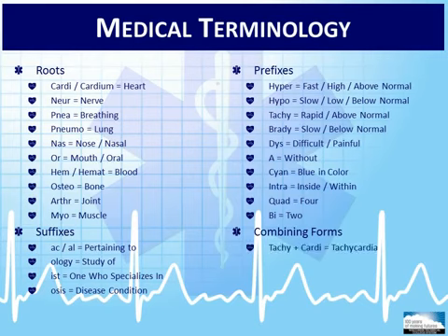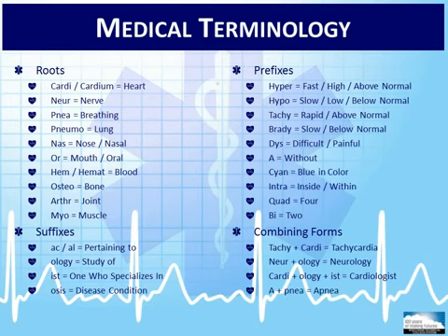For instance, adding tachy to cardi forms the word tachycardia, meaning a fast heart rate. Neur in ology is neurology, the study of nerves in the neurological system. Cardi plus ology and ist is cardiologist, one who specializes in the study of the heart. A is without and nia is breathing. Combine the two is apnea, or the absence of breathing. Similarly, dis plus nia is dyspnea, which means difficulty breathing.